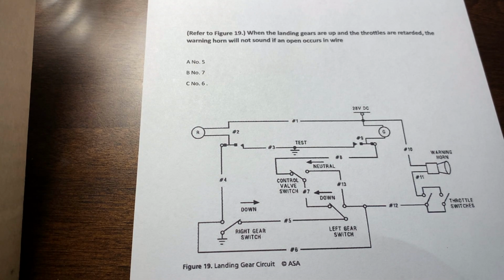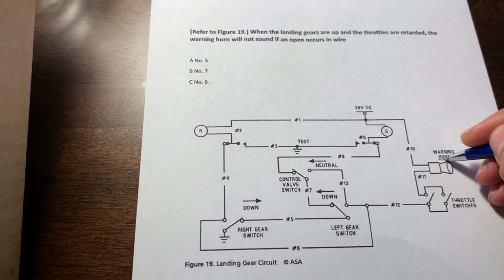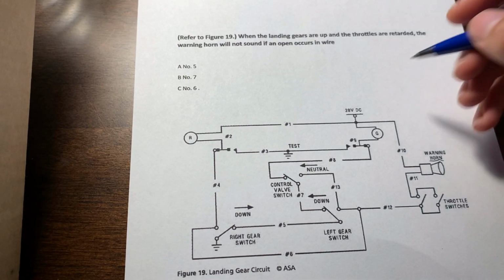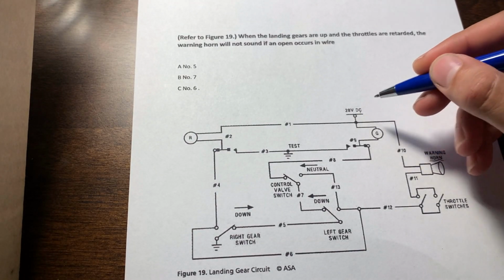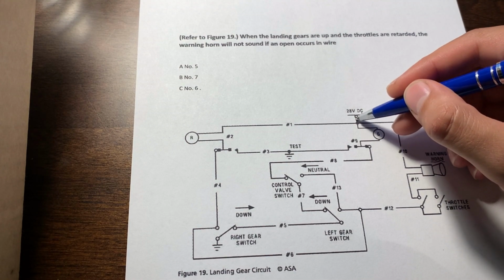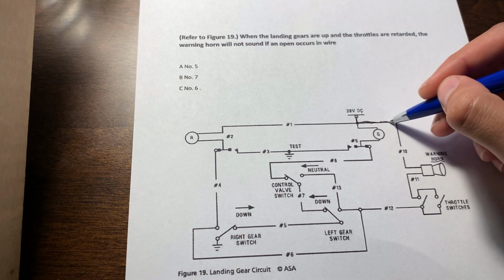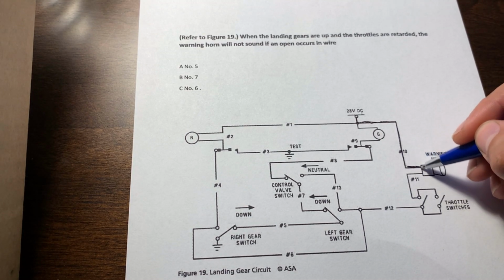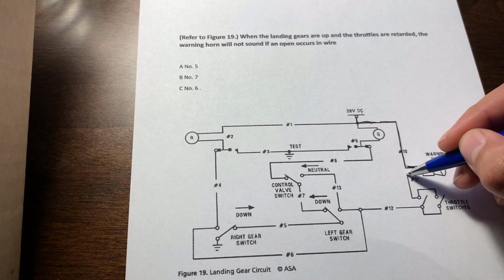When the landing gears are up and the throttles are retracted, the warning horn will not sound if an open occurs in wire 5, 6, or 7. Okay, there's the warning horn. Warning horn needs ground, needs power. Okay, let's trace it. There's the power coming from the bus. Goes down, goes to wire 10, goes through the warning horn. Now has to find ground.